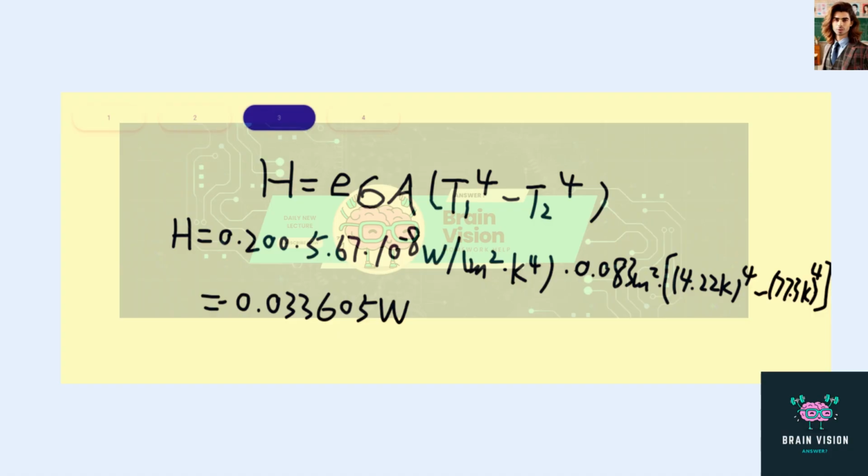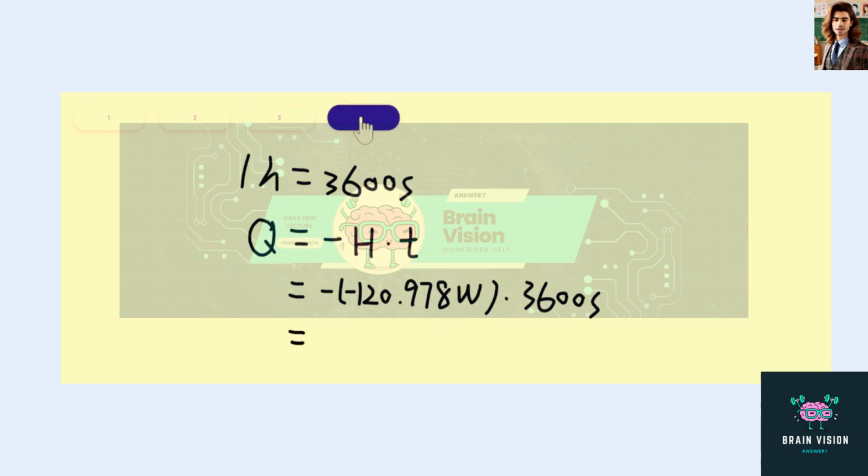And now we have the heat current, which is like the power. In order to determine the heat, we need to multiply by the time. Remember, watts are equivalent to joules per second. We're talking about how much helium was lost per hour, so in 1 hour, there are 3,600 seconds.